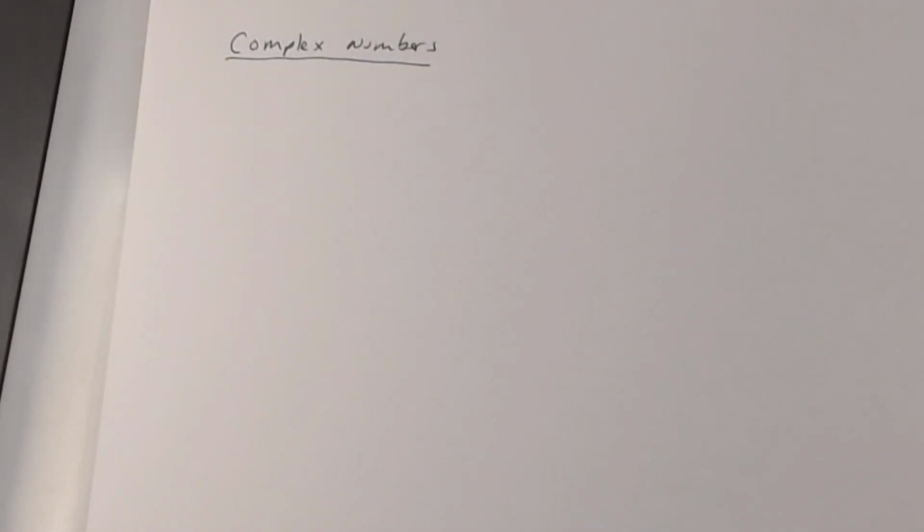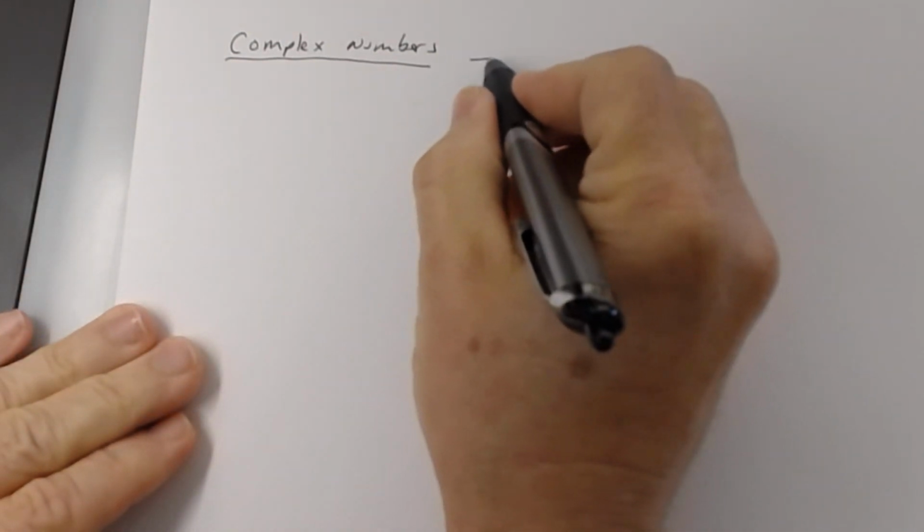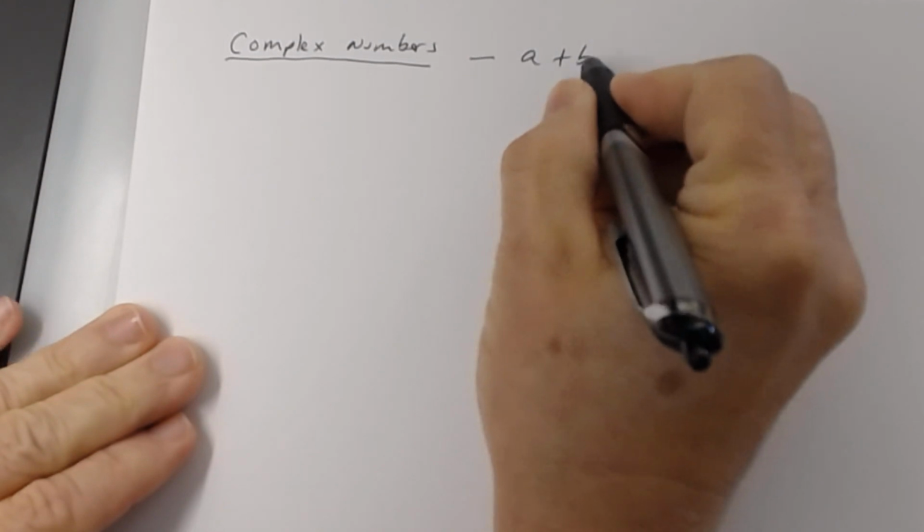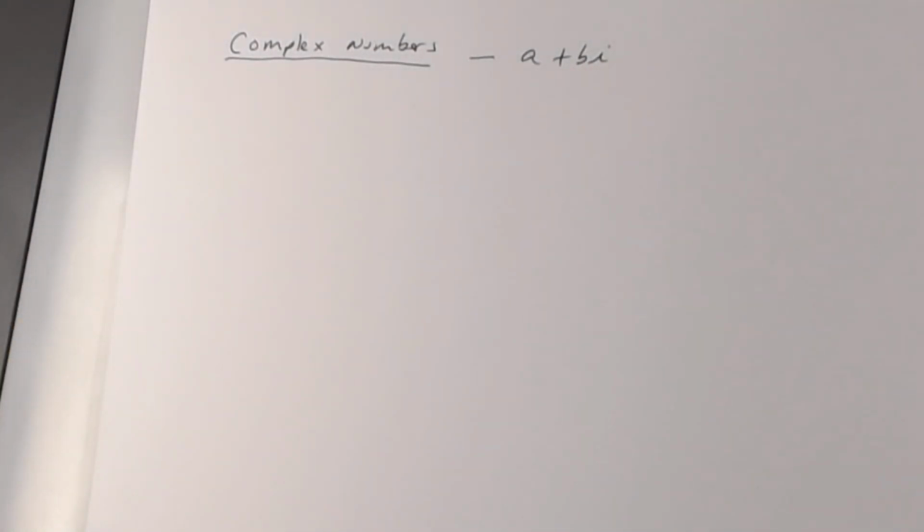All right, so the form of a complex number is written in what form? A plus bi. So any number written in the form a plus bi will be a complex number. And we dealt with complex numbers last class period.